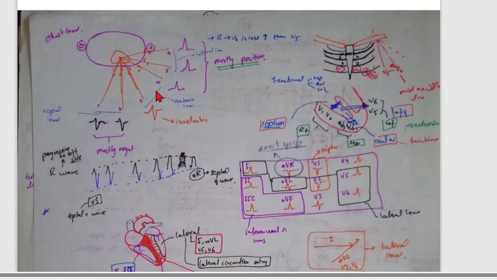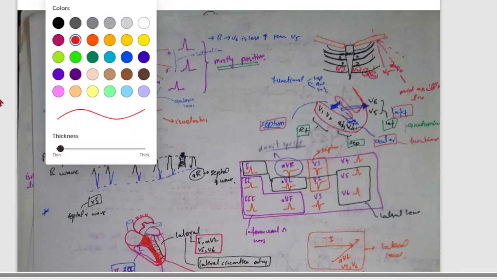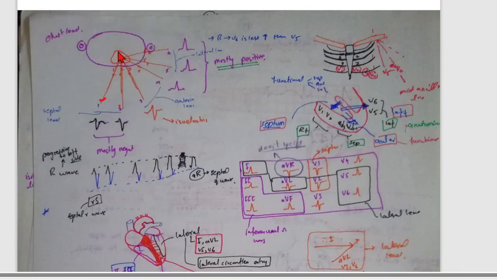Now come here, and on the chest you see there are 6 leads: 1, 2, 3, 4, 5, 6. These leads actually monitor the heart through the transverse plane. So leads 1 and 2 are mostly negative. They show mostly negative deflection. Why? Because the heart moves away from this area. That's why it is mostly negative, not all negative but mostly negative.